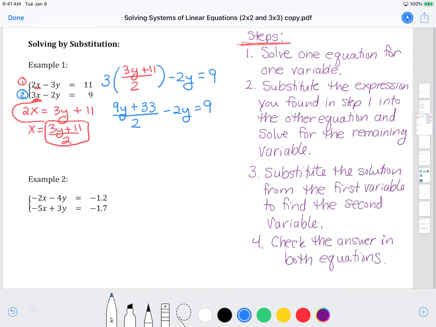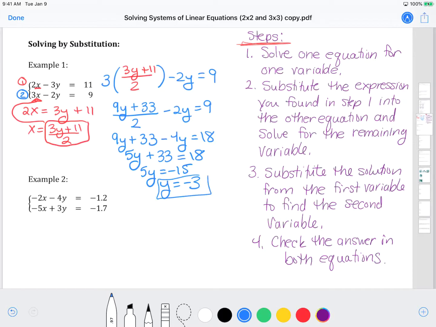When I multiply the first term by 2, I'm just going to end up with 9y plus 33. Then when I multiply the negative 2y by 2, that's going to give me a minus 4y. 9 by 2 will give me 18. So now I have a 9y and a minus 4y. That gives me a 5y plus 33 is equal to 18. So then I'm going to continue to solve for y, and I'm going to subtract 33 from both sides. So I have 5y is equal to negative 15, which gives me that y is negative 3.